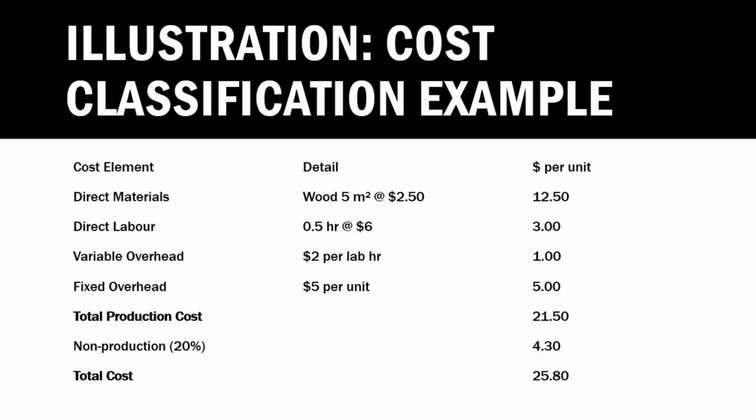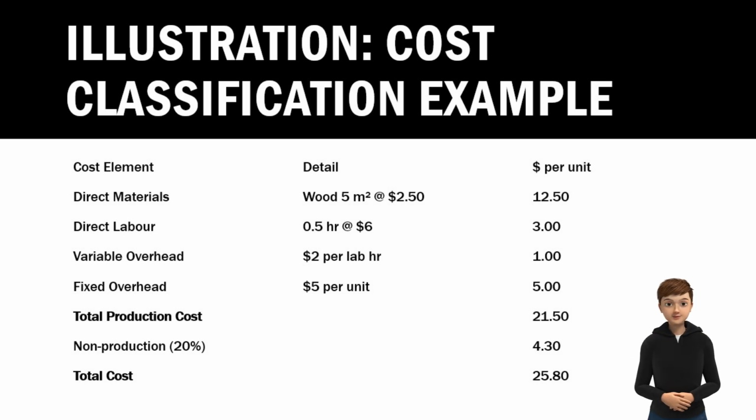When we add those together, we get total production cost of $21.50 per unit. Then we add non-production cost at 20%, which here is shown as $4.30. And that gives total cost of $25.80 per unit.